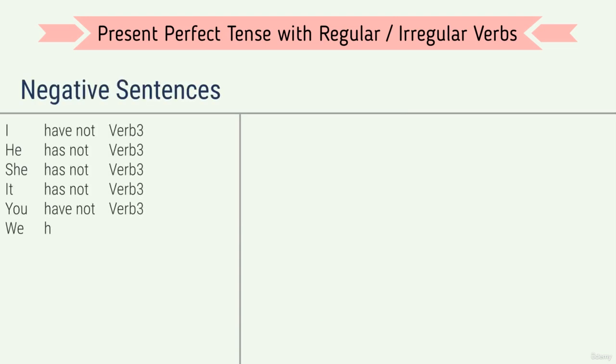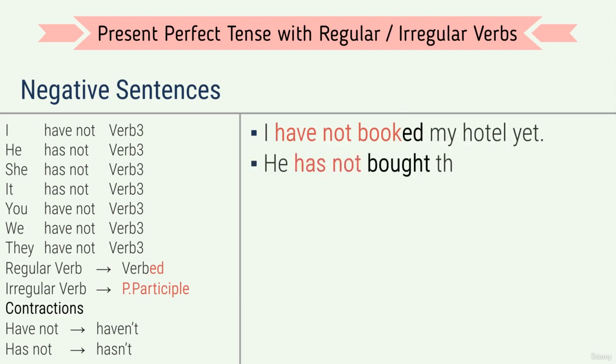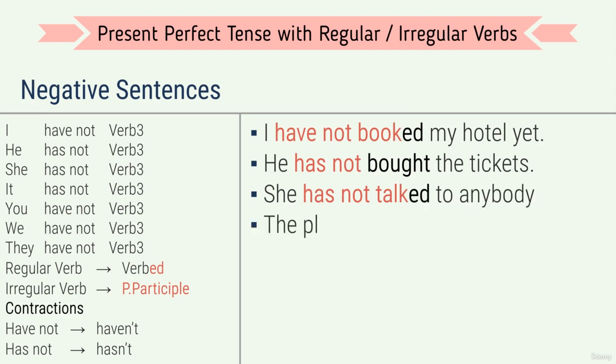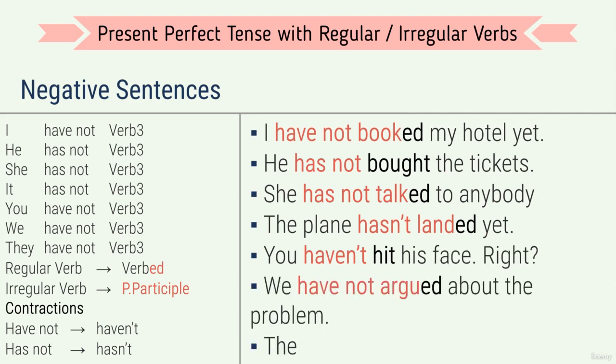For the negative sentences, we're going to have our subject again, and have not or has not, and our past participle. For example, I have not booked my hotel yet. He has not bought the tickets. She has not talked to anybody. The plane hasn't landed yet. Hasn't is the contracted version of has not.